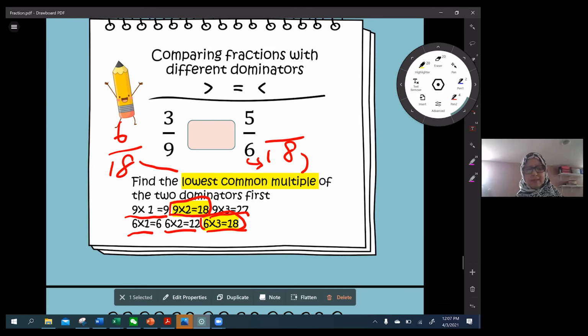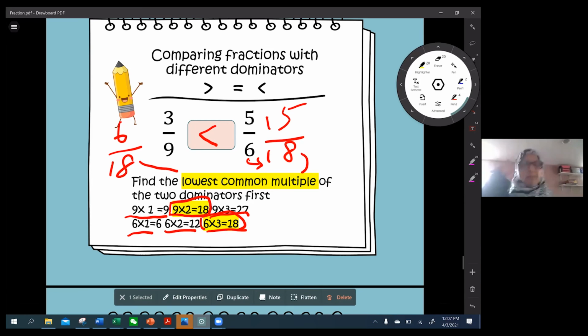Yes. So which one is bigger? So 5 out of 6 is bigger than 3 out of 9. So this is bigger, right? All right. So Lyndon, thank you for making that mistake. I was expecting that, right? So you have to look at from 6 to 18. What's the number you're multiplying with? 3, right? So that's one method you can use to find the lowest common multiple.